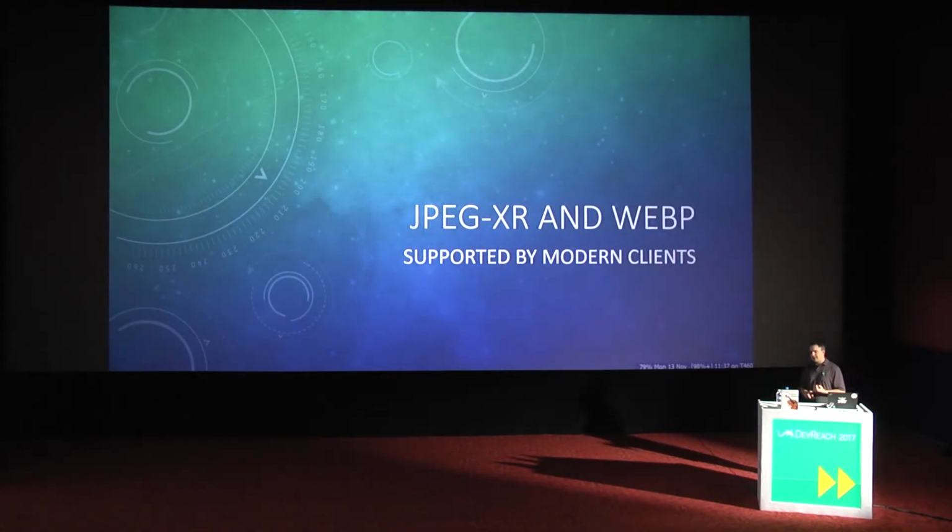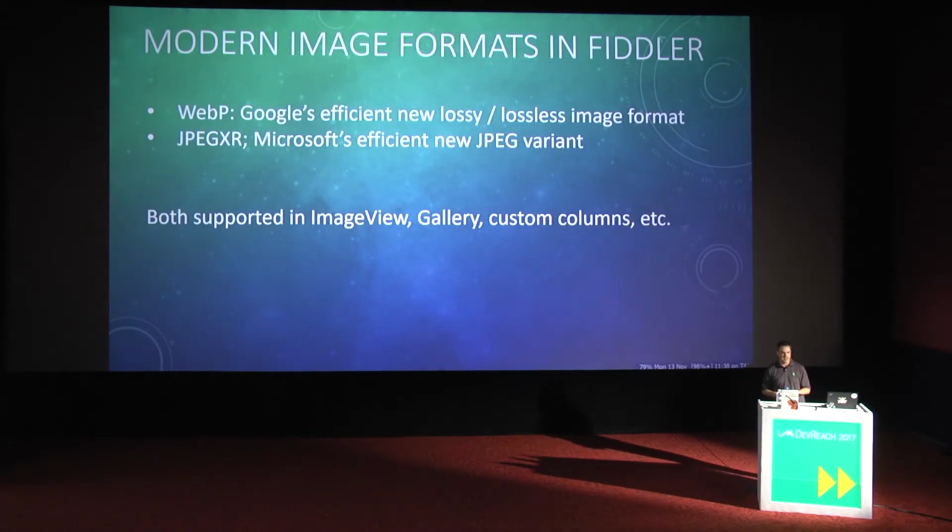Now there are some new formats, JPEG XR and WebP, that are supported by modern clients. Fiddler supports these formats in most places. WebP is Google's efficient new image format. Christian mentioned it briefly in the keynote this morning. Basically, it uses some of the principles behind Google's WebM encoder for doing smaller images. It's both lossy, so you can do JPEG to WebP and have lossy WebP, or you can do lossless WebP, where it's like a PNG, just smaller.